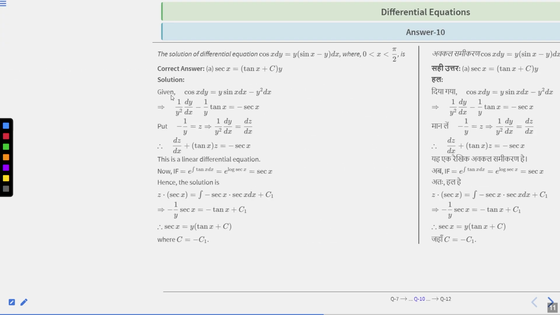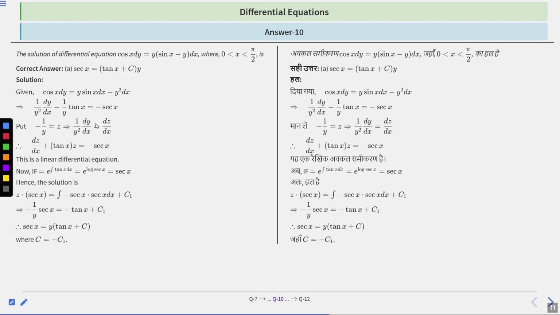Okay, let's move to the solution part. As the given differential equation is basically cos x dy = y sin x dx - y² dx, after adjusting the terms on both sides, you will get (1/y²) dy/dx - (1/y) tan x = -sec x.